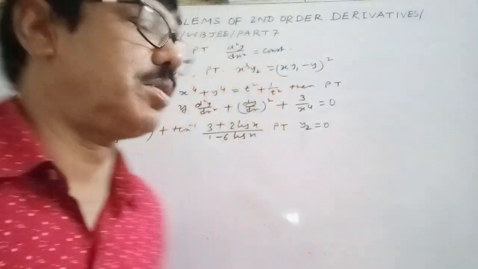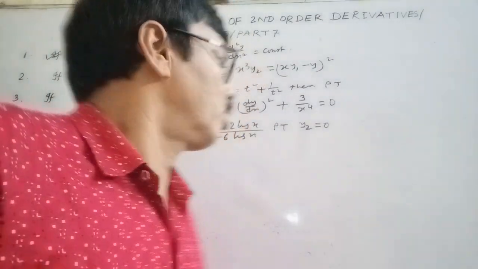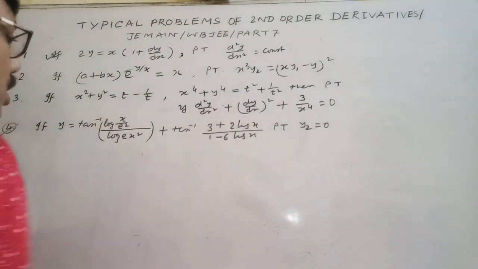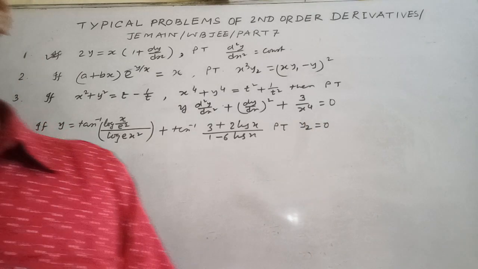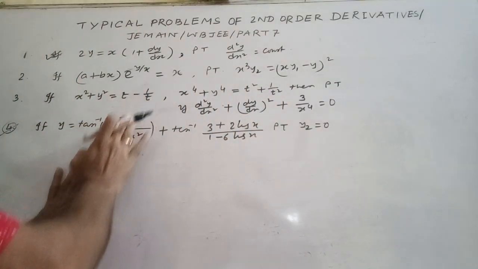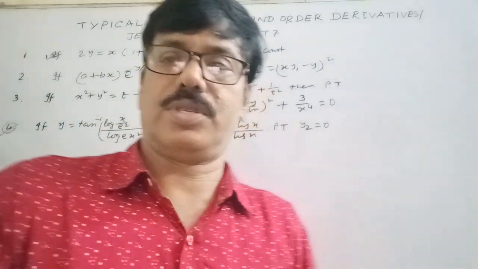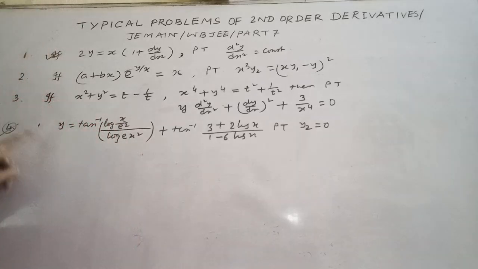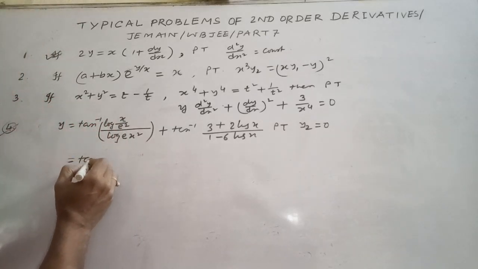This is also a very simple problem. Now look, y equals tan inverse of this expression. Prove that y2 equals 0. I am repeatedly saying that to perform the derivative of an inverse circular function, you have to simplify it. So what is the simplification? So y equals tan inverse, this one unchanged.